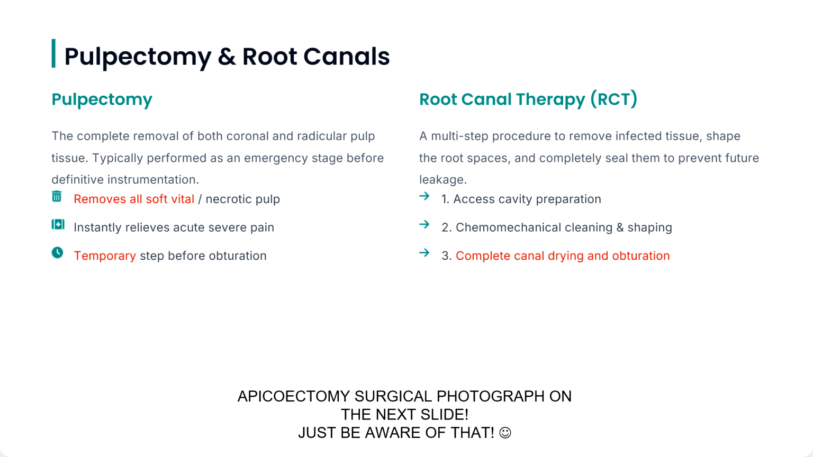So a pulpectomy is kind of like a root canal, but it's just kind of like a baby root canal. You're doing the same stuff. You're taking out everything, but it's more temporary. So you're able to remove all your vital necrotic pulp, and then you can temporarily seal the canal with, I don't know, Cavit or another cement you decide to mix up.